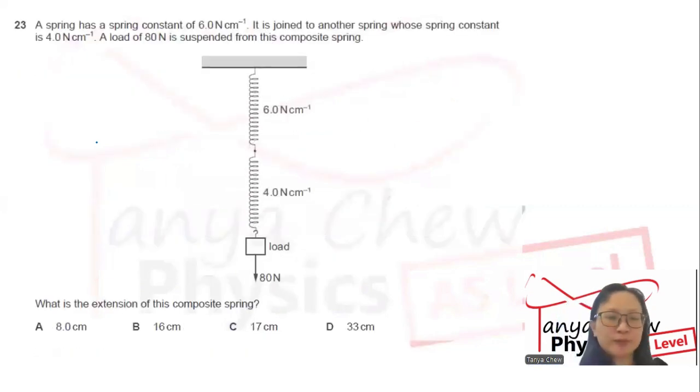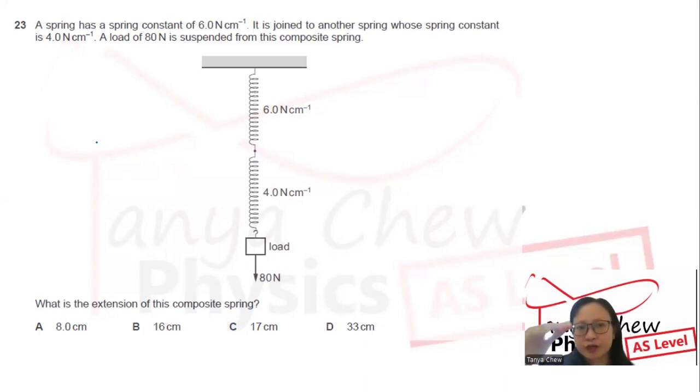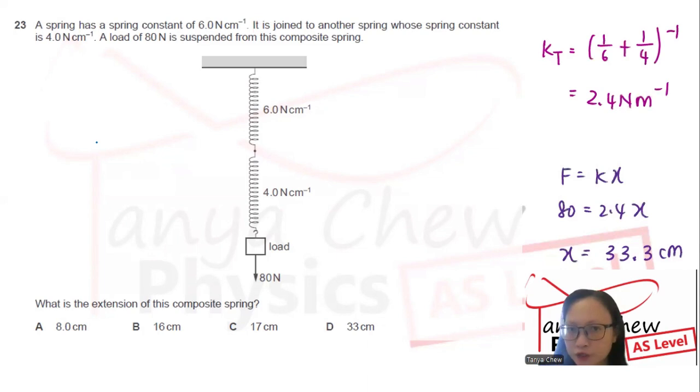The next one, question number 23. A spring has a spring constant of 6 Newton per cm. It is joined together to another spring whose spring constant is 4 Newton per cm. A load of 80 Newton is suspended from this composite spring. What is the extension of this composite spring? First of all, when you see these two springs are being connected in series, all you need to do is just to find the total spring constant.